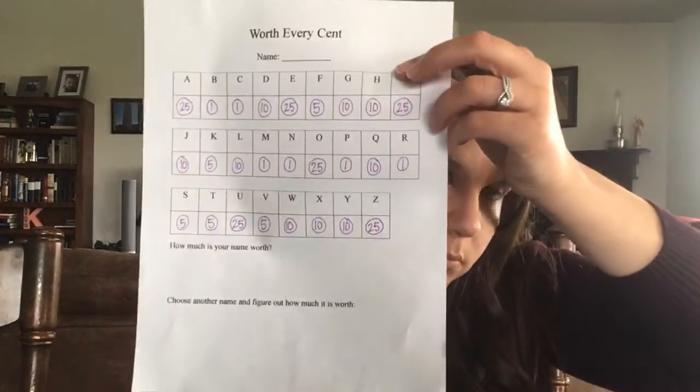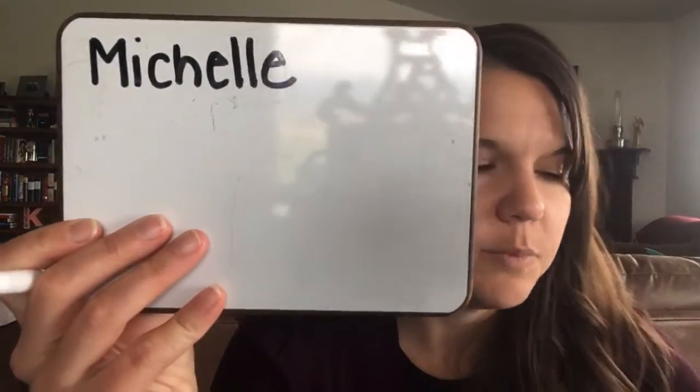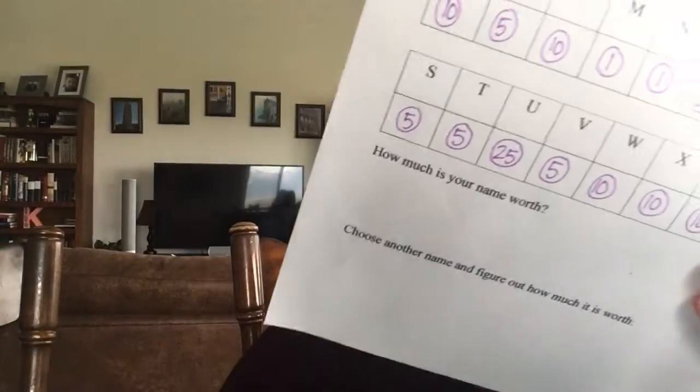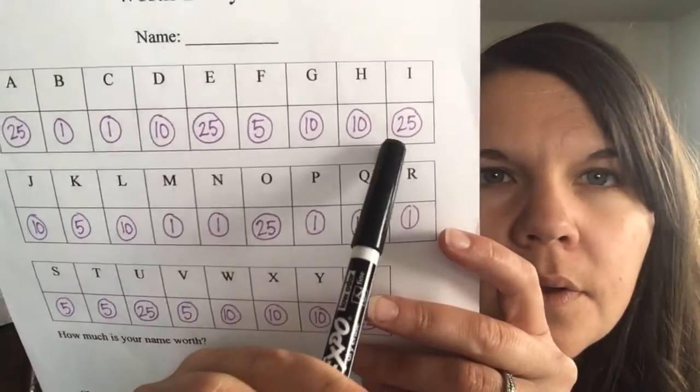So now I'm gonna do the firsty one, okay? And I'm gonna do the name Michelle, okay? That's my birth name. So I'm gonna do that one, and no one in our class has it, so you can't cheat, okay? So there's Michelle. Now I'm going to my page. Look at that. M, penny. I, quarter.